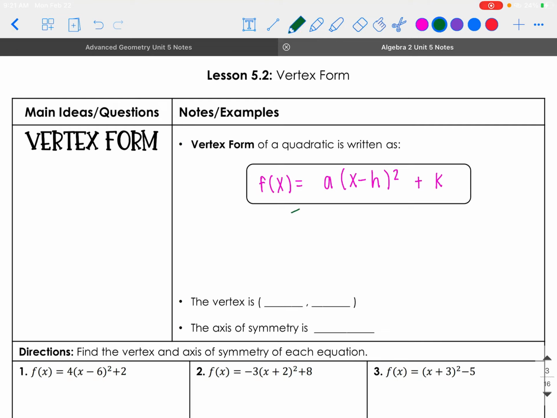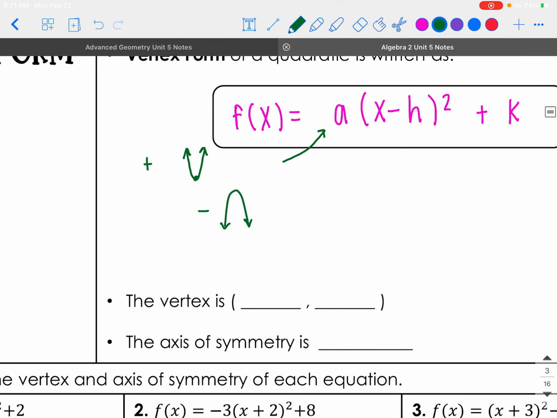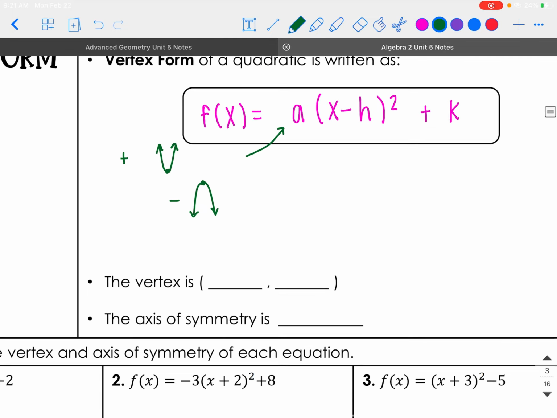Now this a value tells us if the parabola points up or down. If it's a positive number, the parabola points up. If it's a negative number, the parabola points down. Now, whenever the parabola points up, the vertex is at the bottom of the parabola, so it is a minimum. When the parabola points down, notice the vertex is at the top, so it's a maximum.